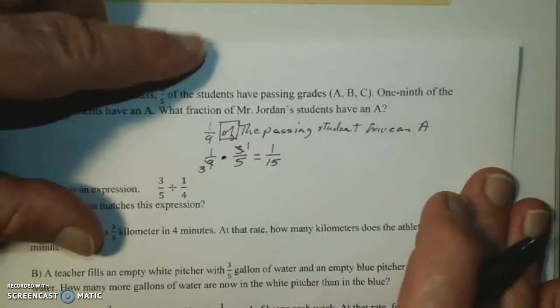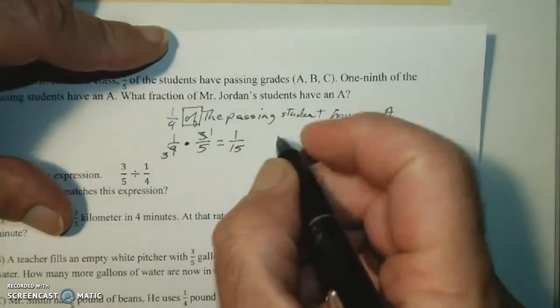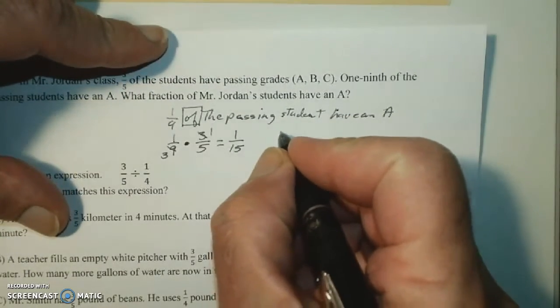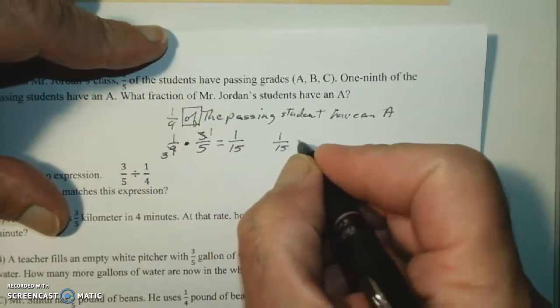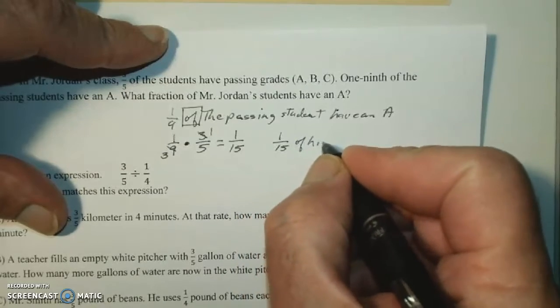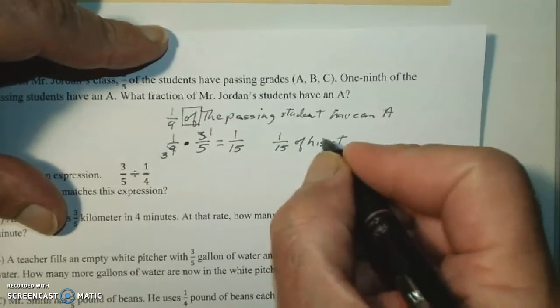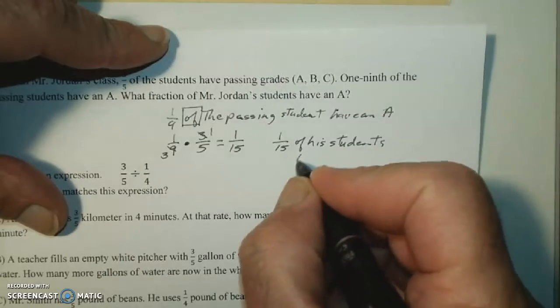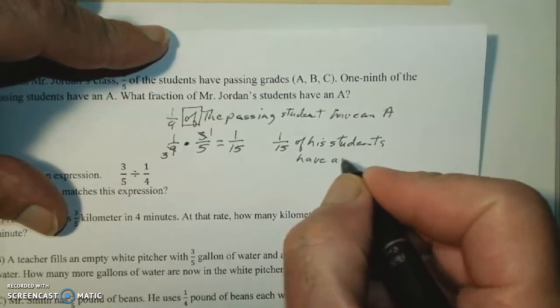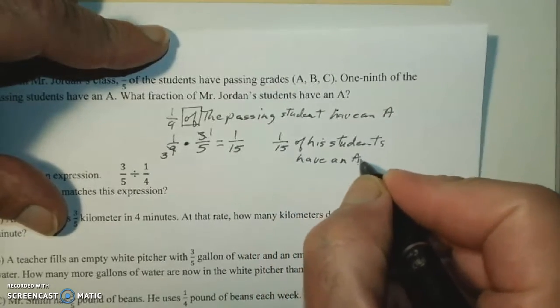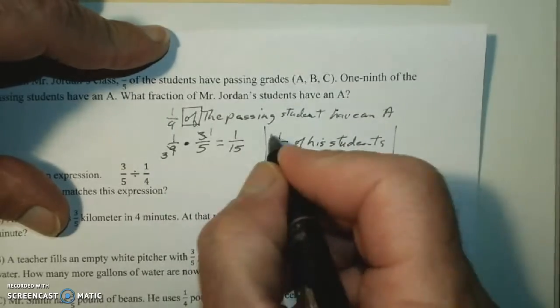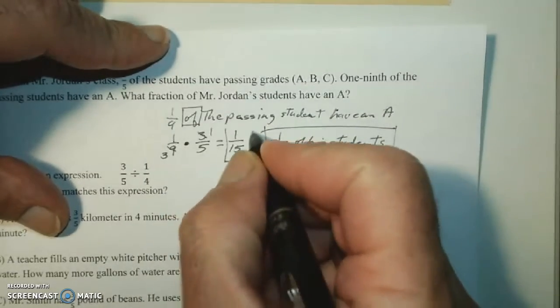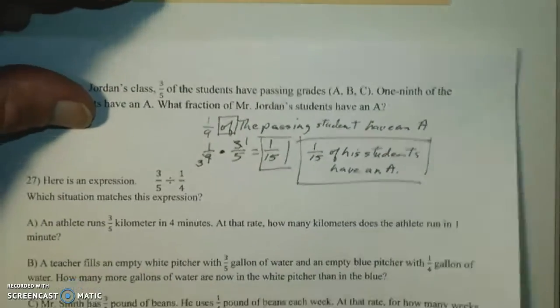What's that mean then? It's a word problem. Make sense of it. It is 1/15 of his students would have an A. Okay, that is the answer, 1/15.